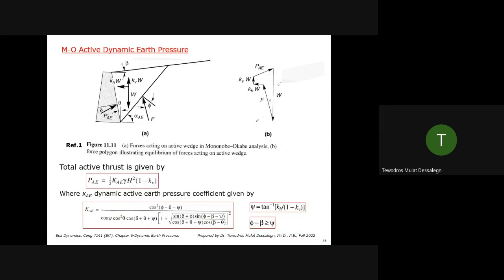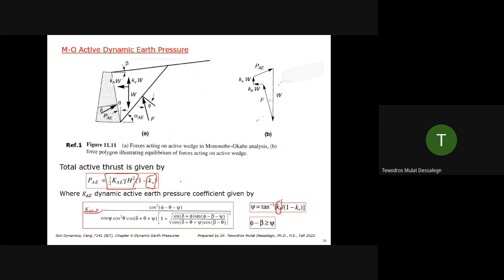So the Mononobe-Okabe active dynamic earth pressure. Now the total active thrust is given by half KAE gamma H squared, times (1 minus KV). That's where we introduce the KV. Both KH and KV are introduced. Now KAE is introduced. If you see this equation, KV is the vertical seismic coefficient, and we also have the horizontal seismic coefficient KH in KAE, the active earth pressure coefficient. So this is the static case.